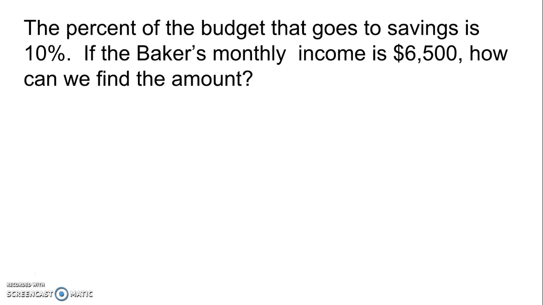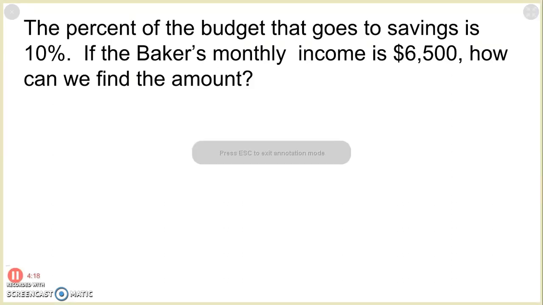The next one that we're going to do is savings. The percent of the budget that goes to savings is 10%. If the baker's monthly income is $6,500, how can we find the amount? For this one, are we looking for our part, our whole, or our percent? So you should have picked part for this one, I'm sorry.